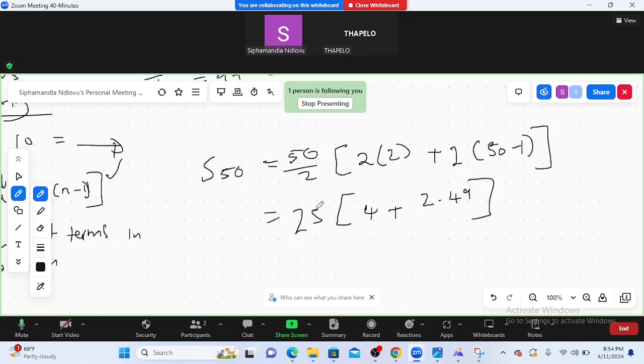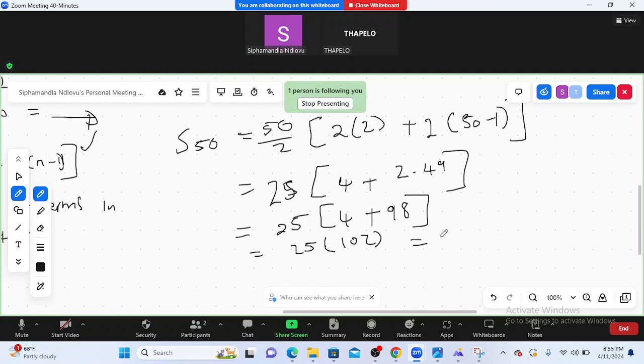So you can easily calculate this, punch it in the calculator, and that would give you an easy answer. If you now calculate the 4, then 2 times 49 is 98. And then 4 plus 98 is 102. So 25 times 102 is what? It's 2,550.